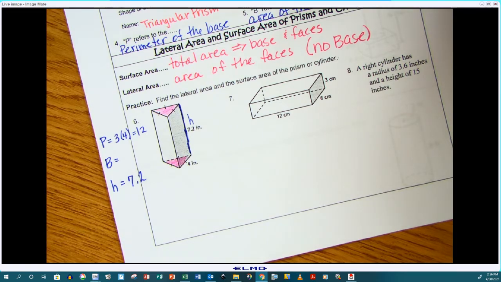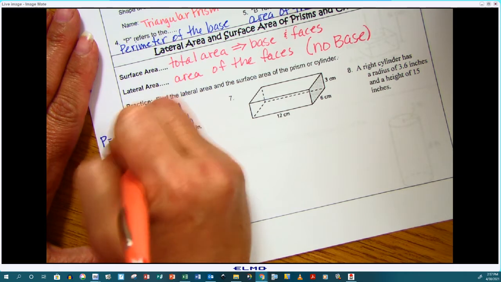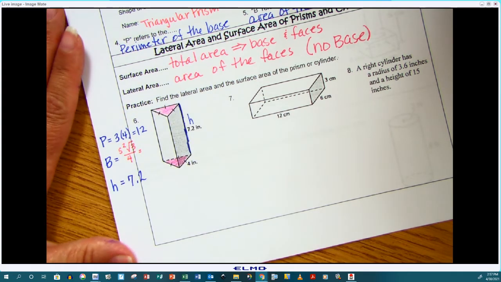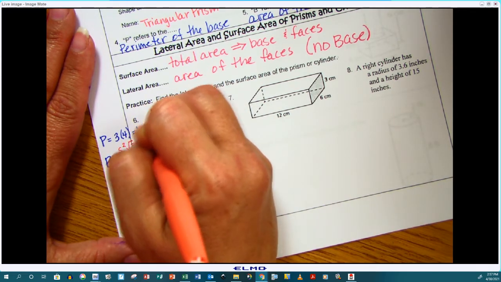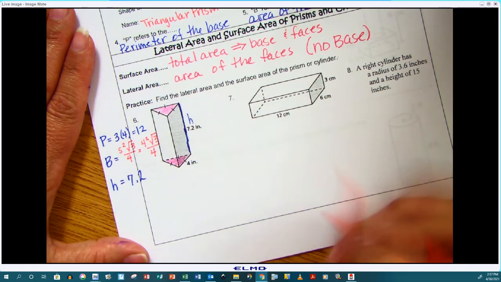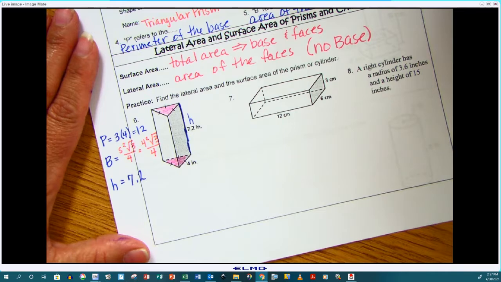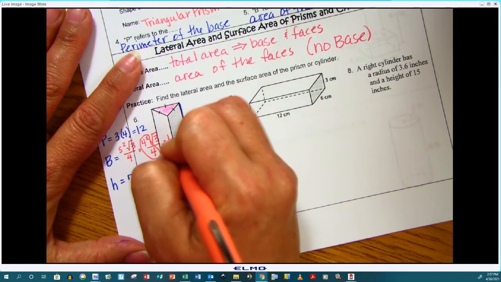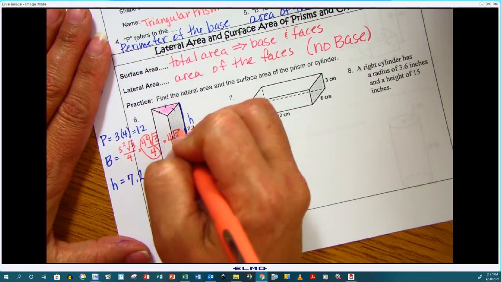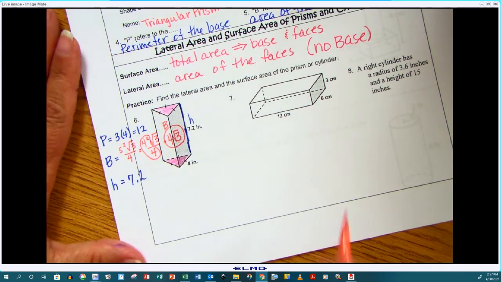Now, to find the area of this triangle, since it is equilateral, I'm going to use that formula, S squared square root of 3 over 4. What is the length of the side? It is 4. So that means 4 squared square root of 3 divided by 4. 4 squared is 16. So I've got 16 divided by 4 is 4 square root of 3. So this is your big B right here. That is your big B.